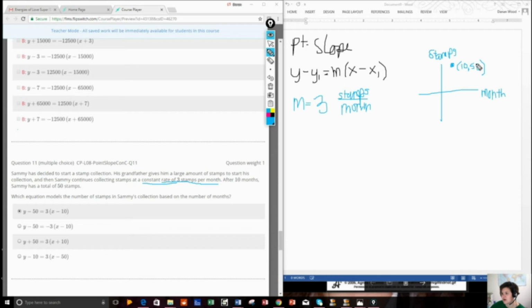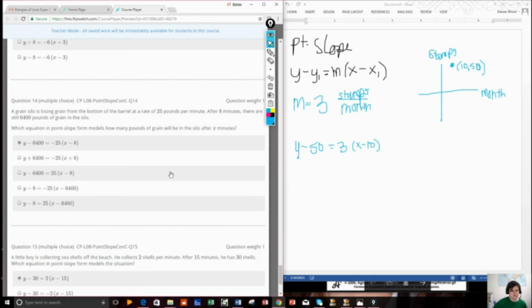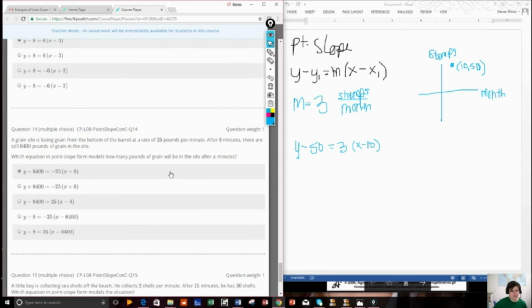So we have our x and y now. We have y minus y1, which is 50, equals 3 times x minus 10. There's your equation.